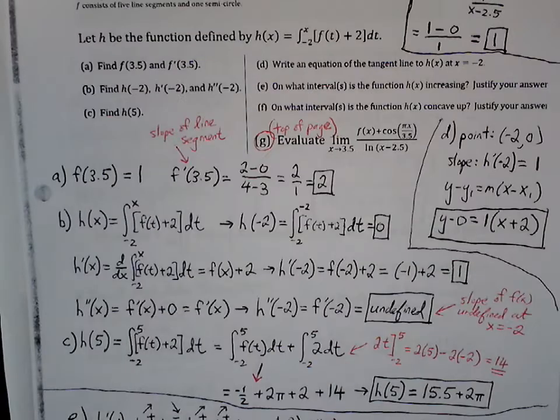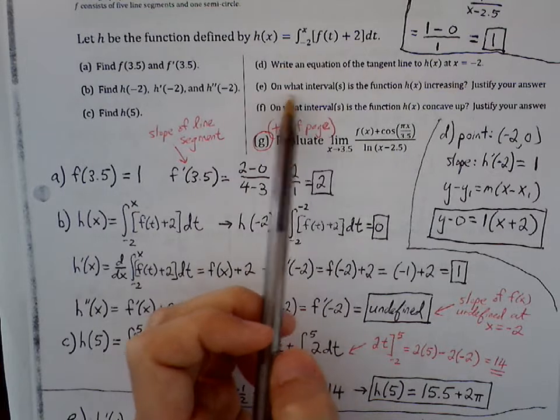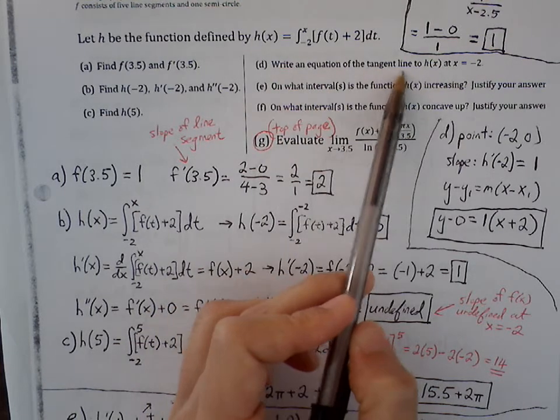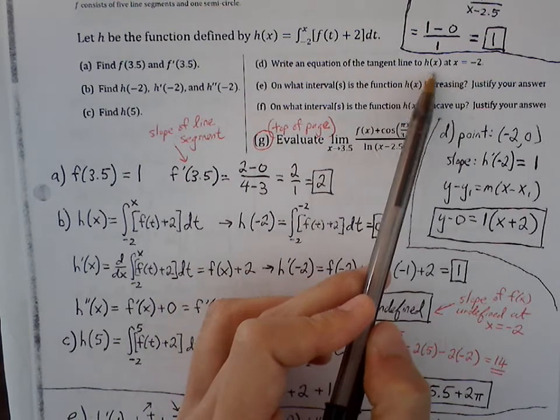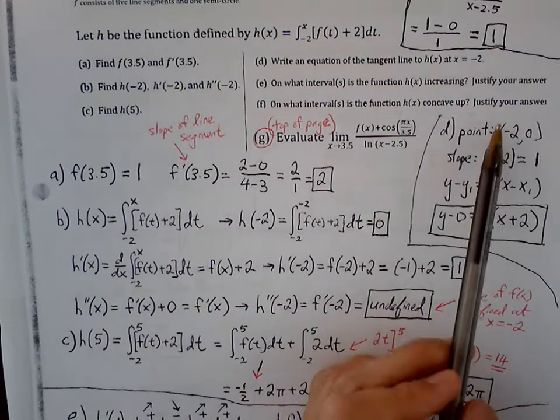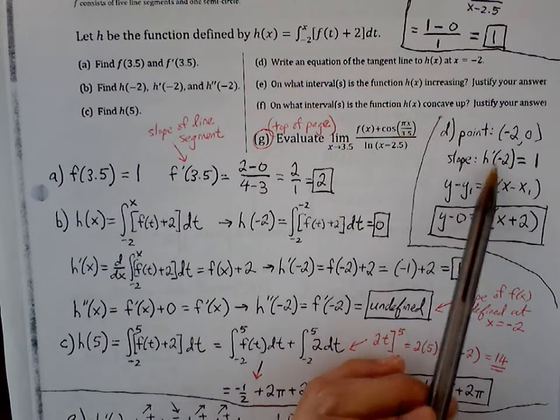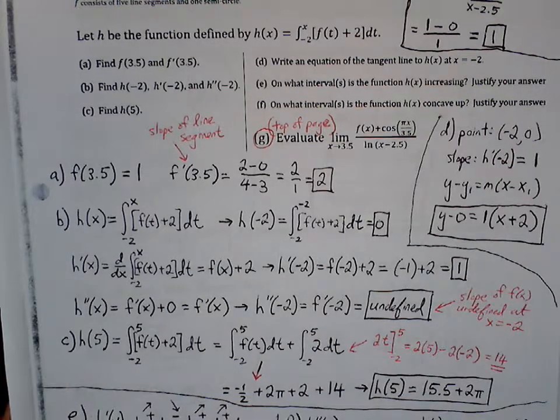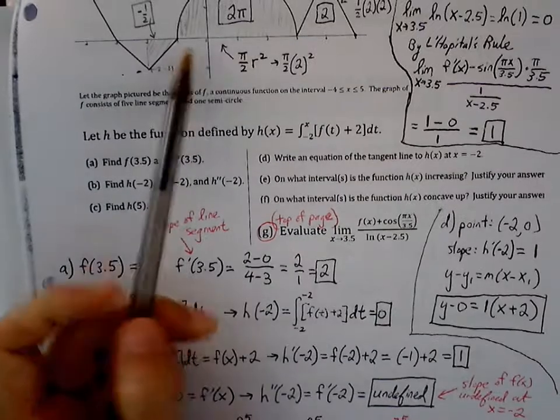All right, part D. Write an equation of the tangent line at x equals -2. So a tangent line equation requires an ordered pair and a slope. So the ordered pair is -2, 0. Okay, we see that on the graph here.